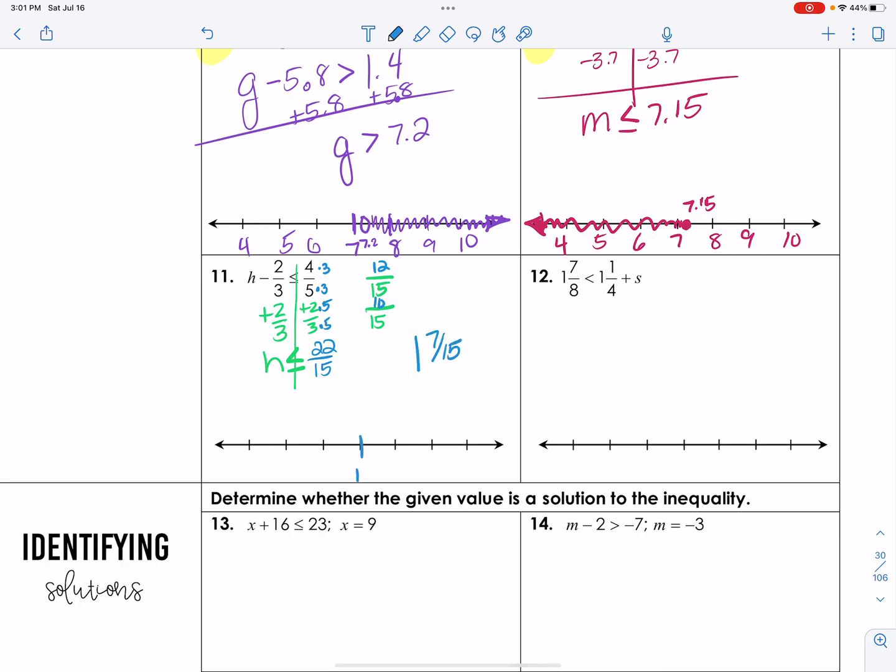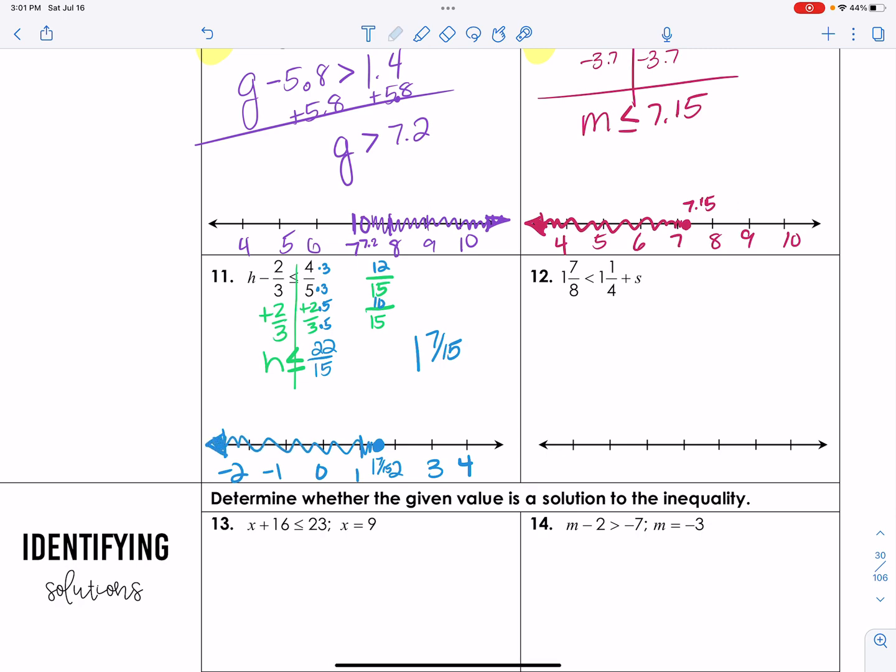So here's 1, here's 2, 3, 4, 0, -1, -2. 7/15 is going, and I'm not going to get a ruler, it's going to be between 1 and 2. So I'm going to label that 1 and 7/15, and it's everything less than.